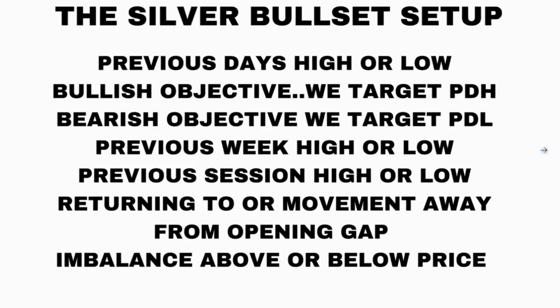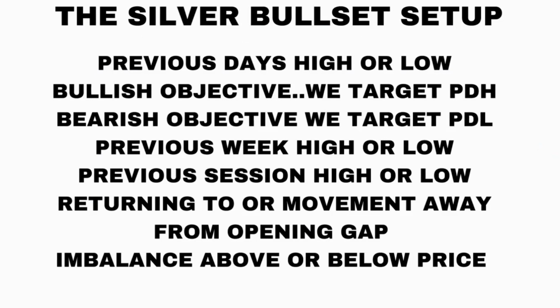Okay, let's go over the setup. What are you looking for? How does this work? So guys, what you want to do is target the previous day's highs or lows, the previous week's highs or lows, or the previous month's highs or lows, right? So with a bullish objective, we want to target the previous day's high. This means that if we're looking for a bullish setup, if the higher time frame shows us that, and this is my little twist, by the way, the higher time frame shows us that we're going in an upward direction, then we want to target the previous day's high.